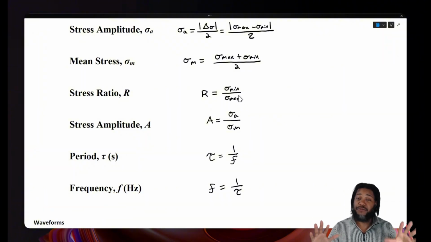So now, hey, we've got the basic stress time diagram down. We know how to draw it. We know what all of the aspects in it mean.